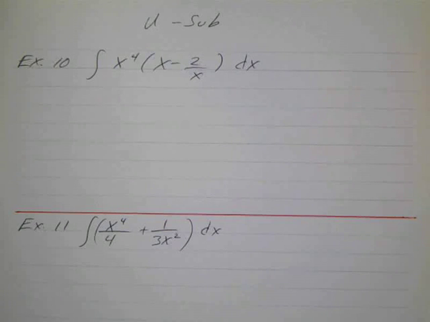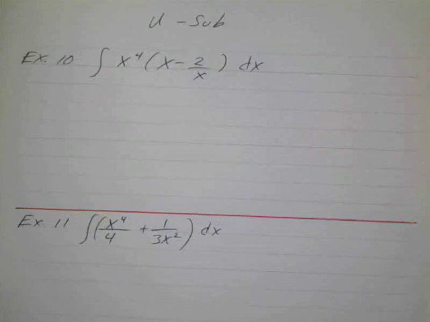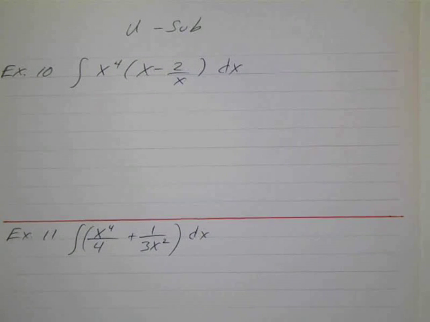Here's some more problems from the Larson 4.5 worksheet, and I'm calling these U-sub because most of them are U-sub, but a lot of them are not. They're just standard antiderivatives, which is like number 10, actually 11 and 12. So let's take a look at these.